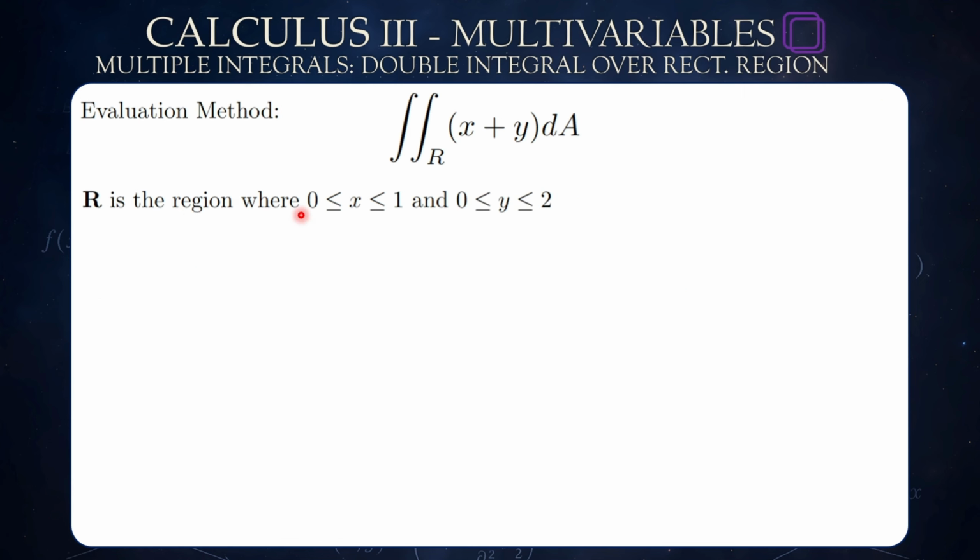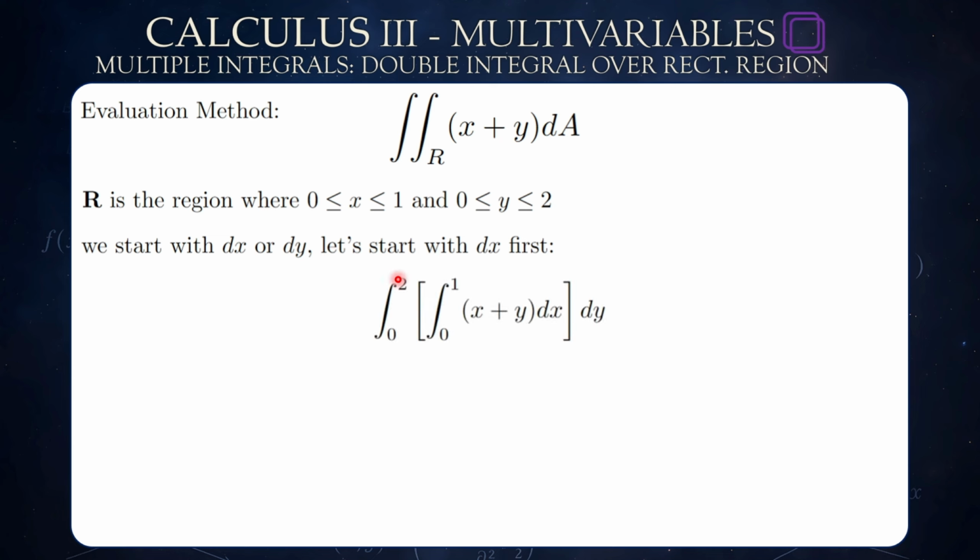To make it clearer, here is an example. Let's say you have the double integral over a region R of x plus y dA. At first, we need to define the region. The region is where x is between 0 and 1, and y is between 0 and 2. So we start with dx or dy. Let's start with dx at first. It is the integral from 0 to 2, the boundaries of y, of the integral from 0 to 1, the boundaries of x, of x plus y dx. You solve for x first, then you solve it for dy.